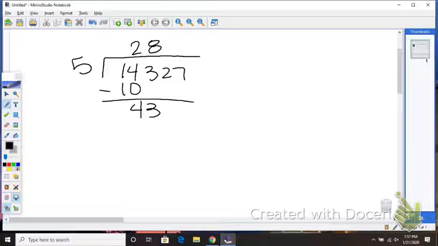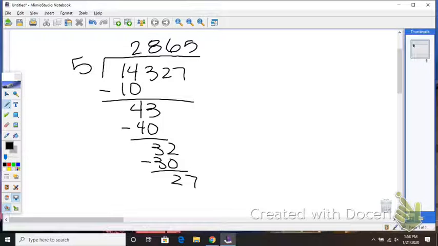Multiply it by 5. 8 times 5 is? 40. And then what do I do? Subtract. So I have a 3 and I bring the 2 down. How many times does 5 go into 32? 6 times. Then what am I doing? Multiplying. And then I am subtracting. Bring this number down. 5.